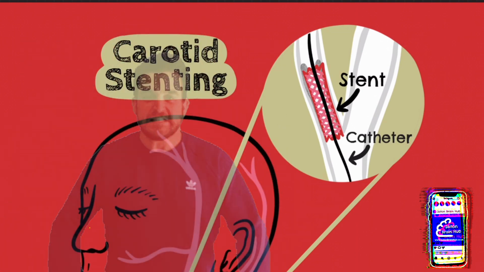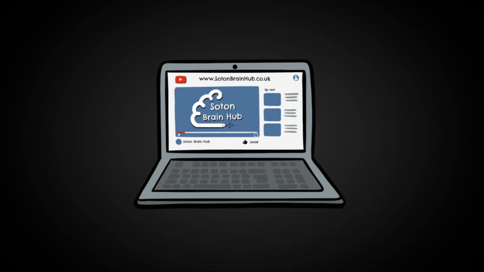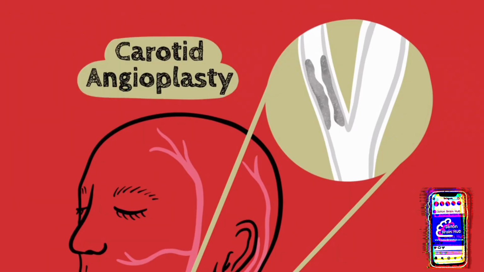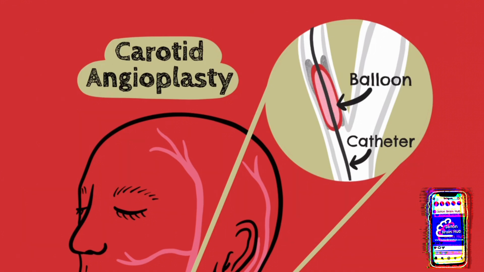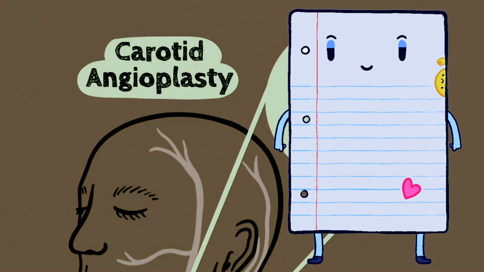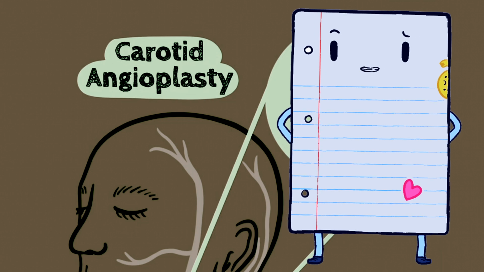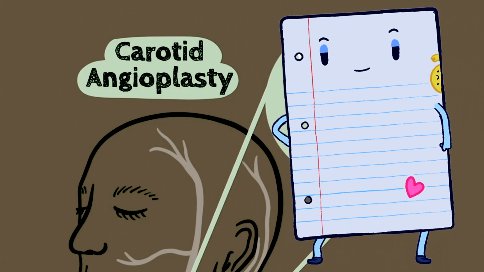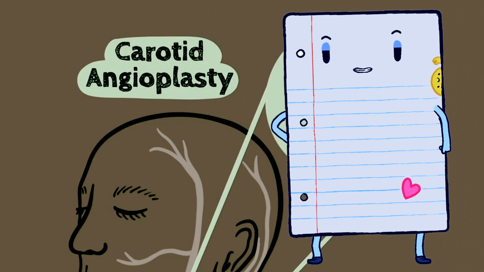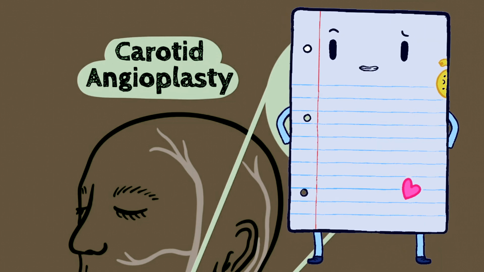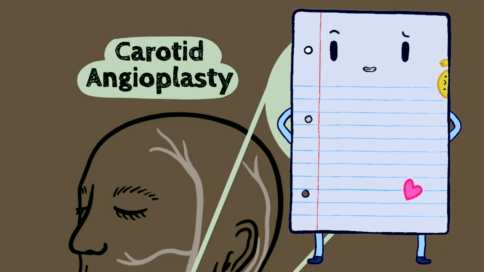Finally, a procedure called a carotid angioplasty uses an almost identical process to stenting to pass a catheter through the narrowing in the carotid artery. Instead of a stent, angioplasty involves the inflation of a tiny balloon attached to the catheter at the site of the atheroma to help widen the artery and improve blood flow. It is important to note that angioplasty and stenting are often used in combination and have particular use when a procedure like an endarterectomy isn't possible or if it carries too much risk for the patient.